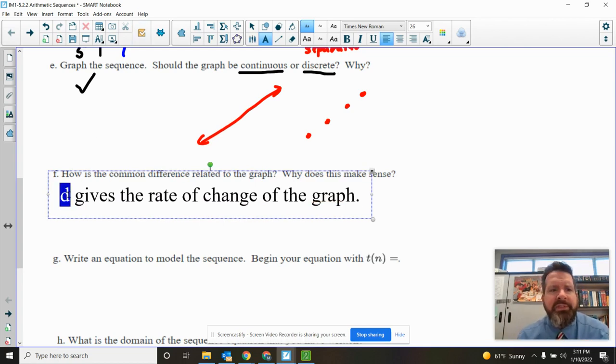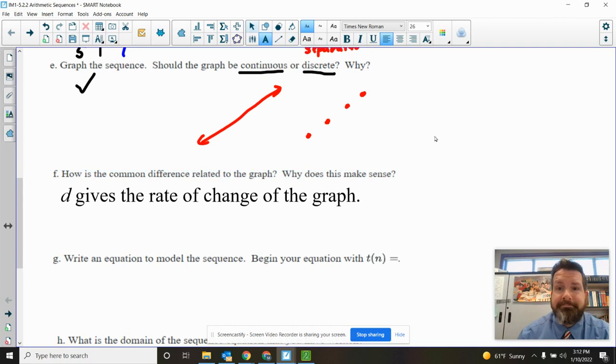So if the common difference is 4, then that means every time you move 1 spot down the line to the next term, you're going to go up 4 spots. If it were a different sequence, and we had a common difference of, say, -2, then every time you move 1 spot to the right, our graph would end up going down 2 spots.